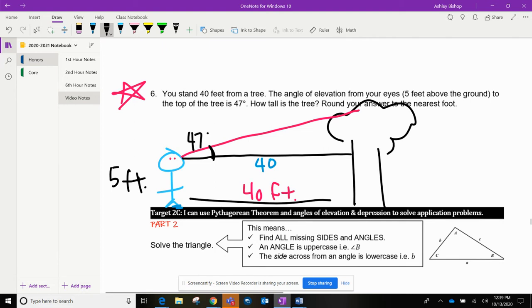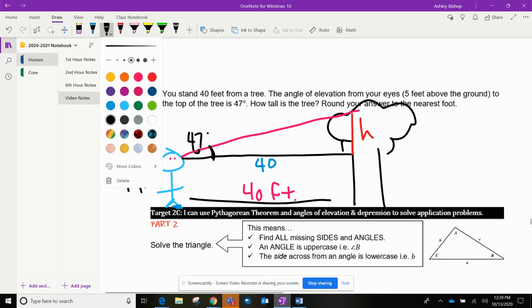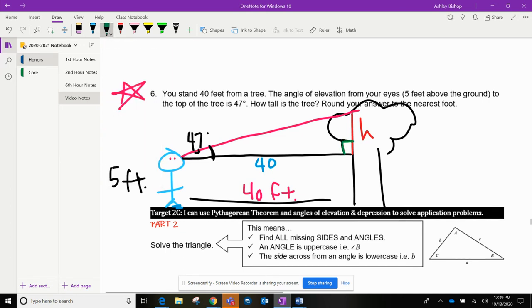And that should be inside. I just don't have enough room. And then I want to find the height of this tree. How high is this tree? So I want to find the height. I hope you agree with me that I have a triangle here. Let me make that a different color. I have a triangle here.